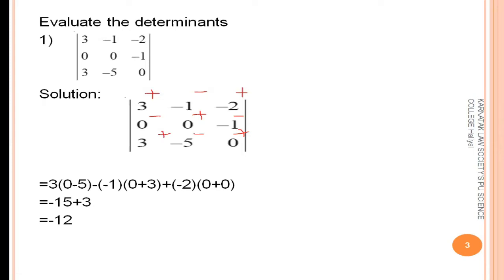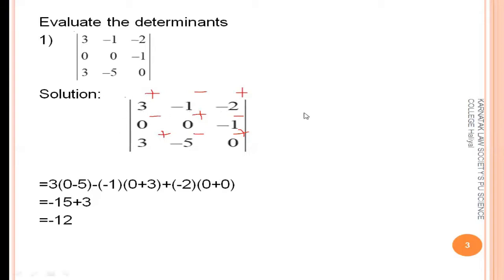Here also, for the element minus 2, its sign is plus because the element is present in the first row and third column. If you add 1 plus 3, you will get 4. That's why its sign is plus. Just remember these signs: plus, minus, plus, minus, plus, minus, plus, minus, plus. Whenever you are expanding, just use these signs. Either you will expand along C1 or R1. It's your choice.